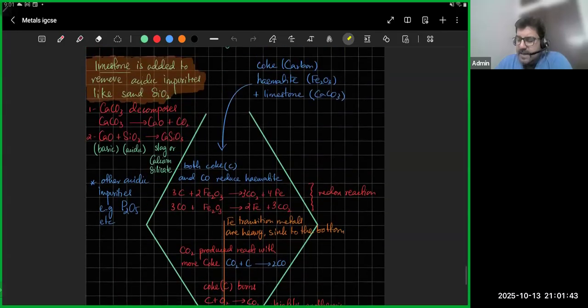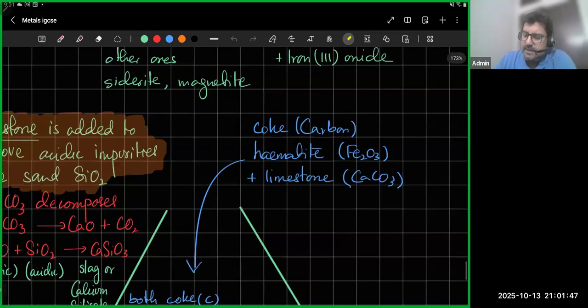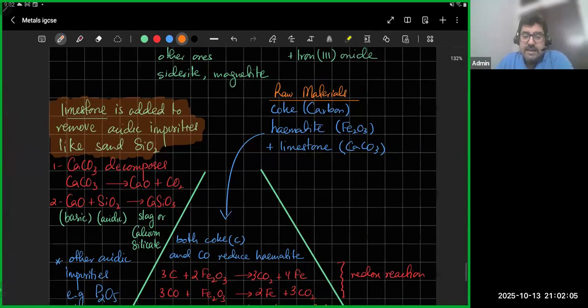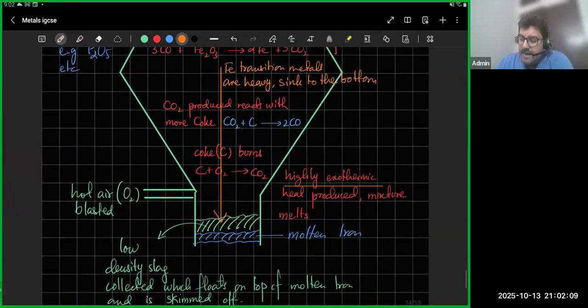There are three raw materials that are added. You can remember these are your three raw materials which are added from the top. So there is coke, which is basically carbon. It's coal. Hematite, which is a rock which contains iron oxide, and then there's limestone that is added. At the bottom, everything catches fire because you're pumping in oxygen.